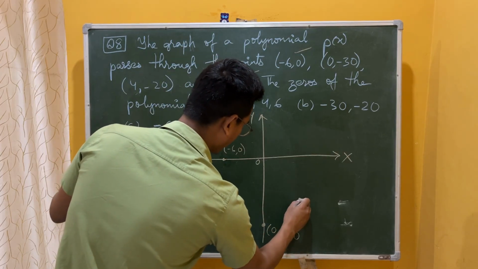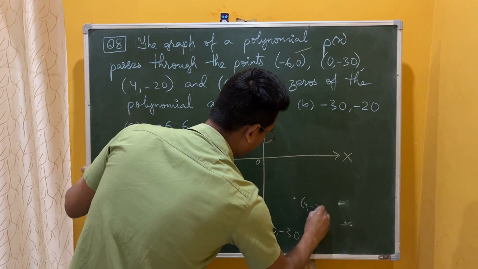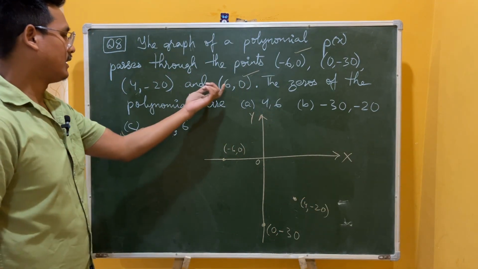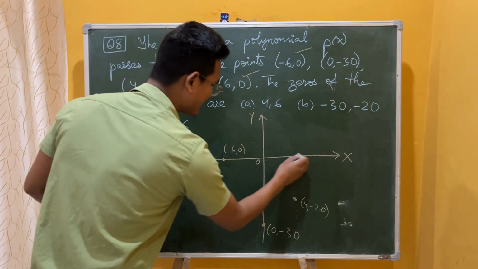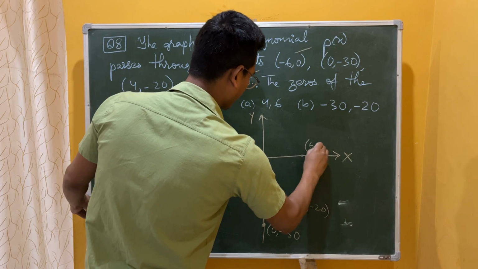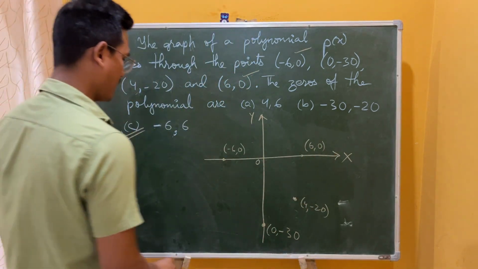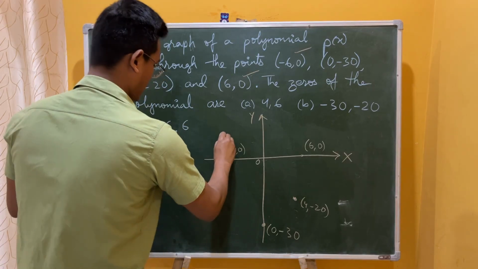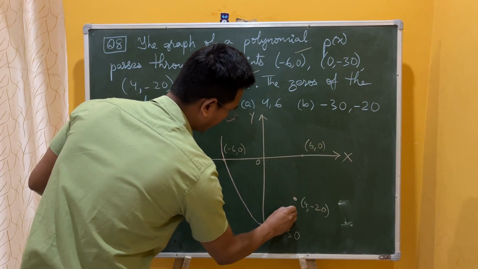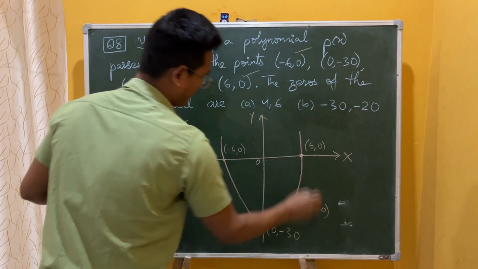Let's say this is your 4 comma minus 20, this point, and last is 6 comma 0. So x is 6 and y is 0, somewhere here. So this is 6 comma 0. Now let us connect the points. Okay, so the line is something like this. It passes through these points.